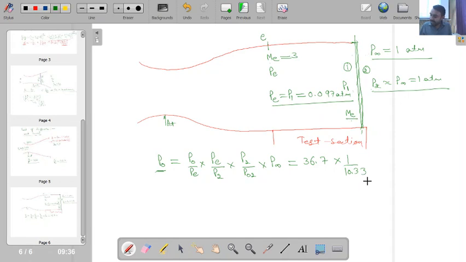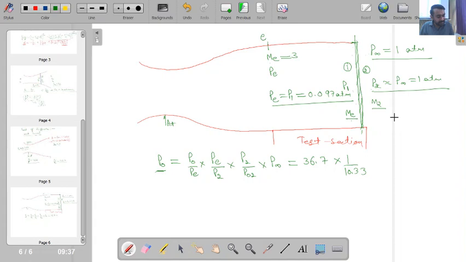Okay. Then we have next P2 by PO2. How to calculate P2 by PO2? Tell me. What will be P2 by PO2? Now, if you calculate P2 by PO2, here you know the Mach number. You have a normal shock wave. Across this normal shock wave, you can predict the Mach number at point 2, downstream of the shock wave.